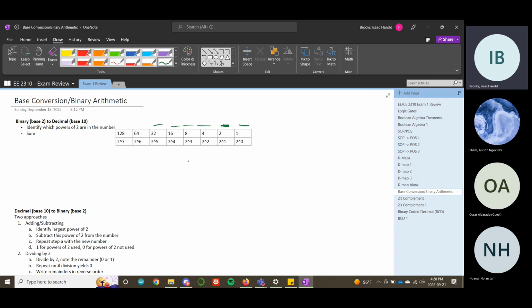For example, if we had the number 67, we could write this as 64 plus 2 plus 1. I know that your professor probably showed you 2 ways of getting from decimal to binary. One of them is through division, and one of them is through addition. I learned it this way, but we can go over both ways in a sec. So 67 is 64 plus 2 plus 1.